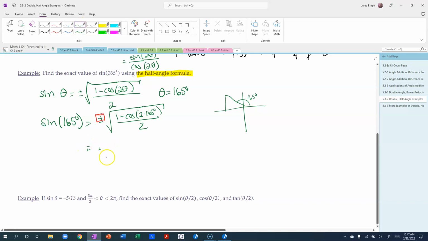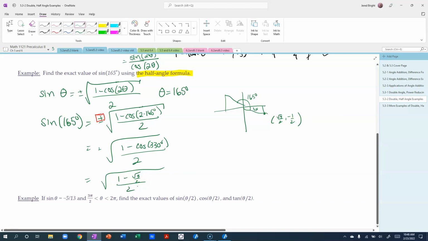Okay, so I get positive square root, 1 minus, and then I think I can evaluate, so this would be cosine of 330 degrees. If I do that, let's see, what do I get? I just need to draw a quick little sketch. Refer to a unit circle as needed. So this would be a 30-degree angle. That means that this point from the unit circle would be square root of 3 over 2, comma, negative 1/2. So the cosine there is the square root of 3 over 2, all over 2.